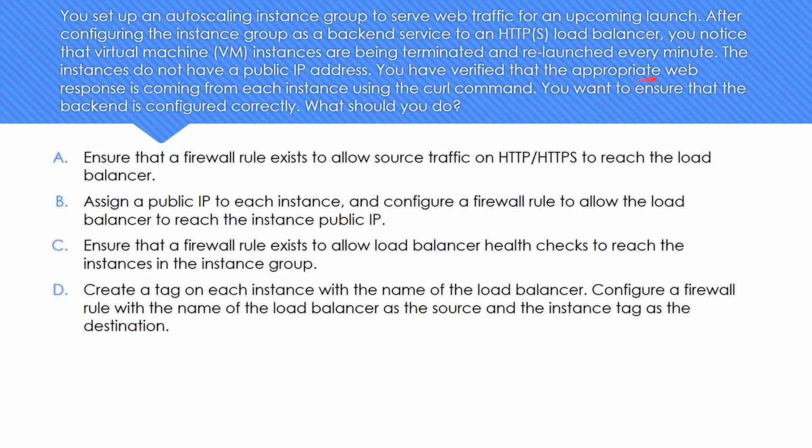You verify that the appropriate web response is coming from each instance using curl. Because it does not have an external IP address, I cannot open it in the browser. So what I do basically is SSH into those VMs or RDP into that VM and do a curl command, curl localhost. If it comes, I understand that the code is deployed properly in the virtual machine. So the code is working at an individual VM level. You want to ensure that the backend is configured correctly.